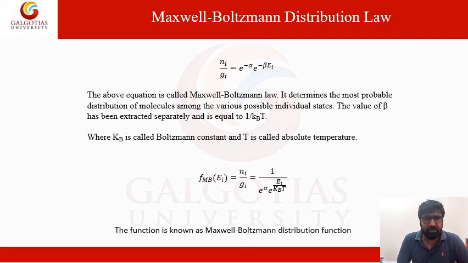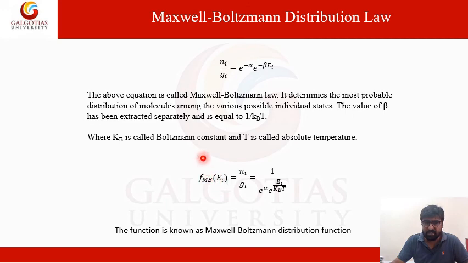Lastly, we conclude with the Maxwell Boltzmann distribution law, which is given here. The formula is Ni by Gi, where Ni is the number of particles and Gi is the degeneracy, equals exponential minus alpha times exponential minus beta ei. Exponential minus alpha could be considered as some constant, and the basic term is exponential minus beta ei, where beta is equal to 1 by kT. Kb is the Boltzmann constant and T is the absolute temperature. Finally, the distribution is 1 by exponential of alpha plus ei, the energy of the i-th state, divided by Kb T.